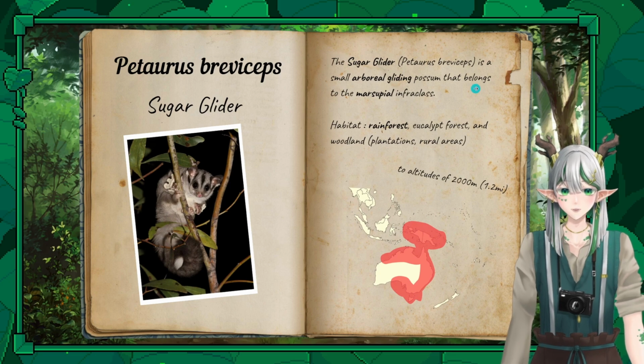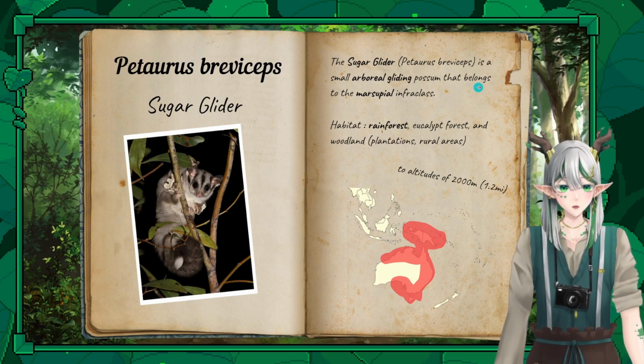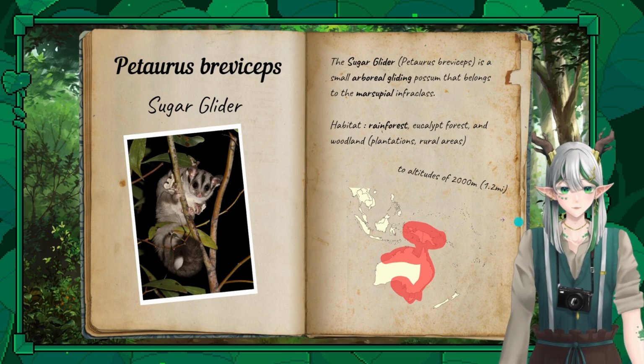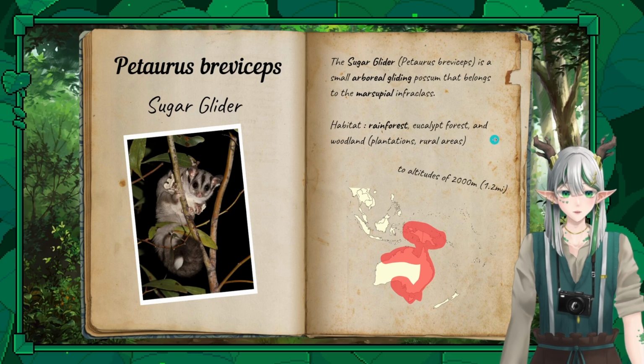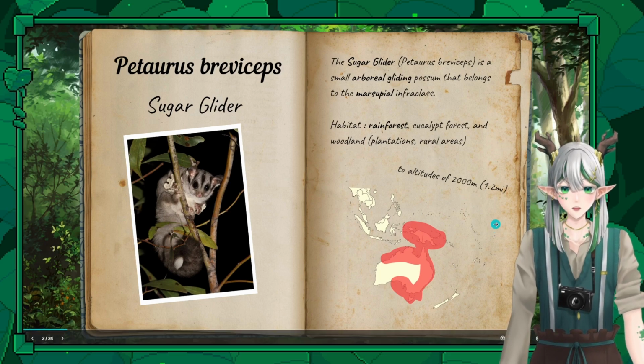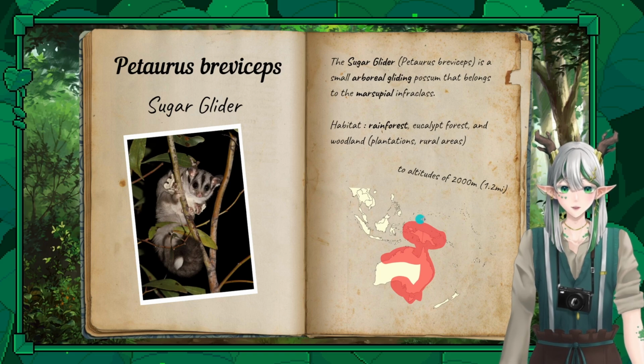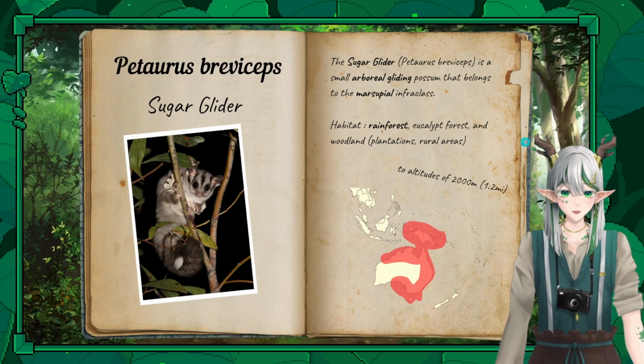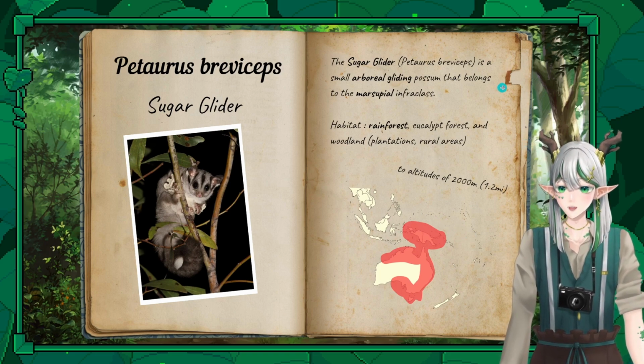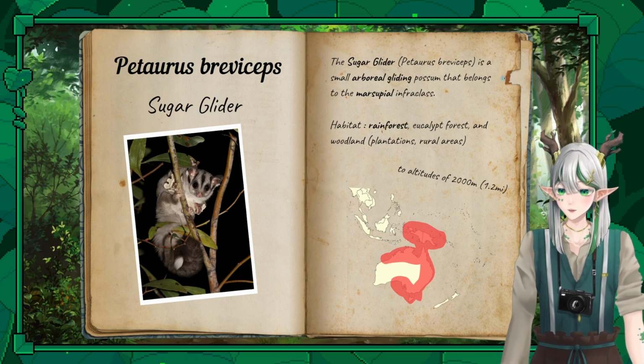Its habitat is mostly rainforests, eucalypt forests, and woodlands. And you can find them at altitudes of up to 2,000 meters. You will only find sugar gliders in Australia, pretty much. There are some in New Guinea too. They are mostly found in Australia, as are pretty much all marsupials.